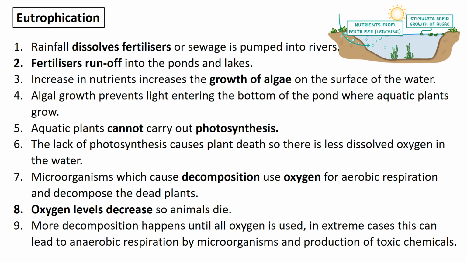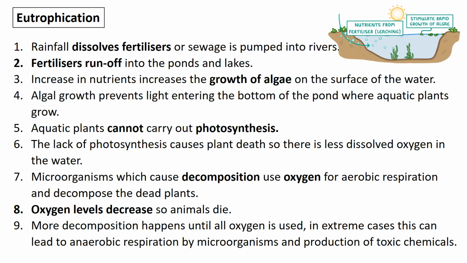And initially it is, to help all the plants grow, but it supports algae on the surface of the water in particular to grow better than all of the other plants. This algal growth prevents light from reaching the bottom of the pond where aquatic plants grow. In this case, the aquatic plants at the bottom of the pond can't carry out photosynthesis, and they're really important because photosynthesis releases oxygen. So the lack of photosynthesis will mean that the plants die, and there's less dissolved oxygen in the water because the plants aren't releasing any oxygen anymore.